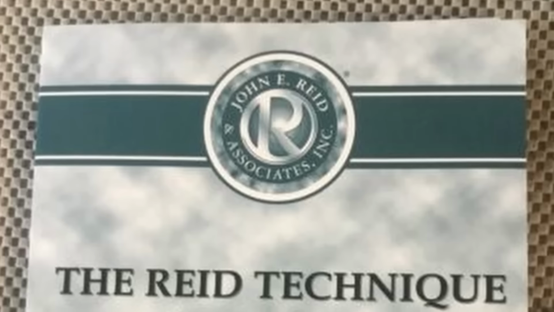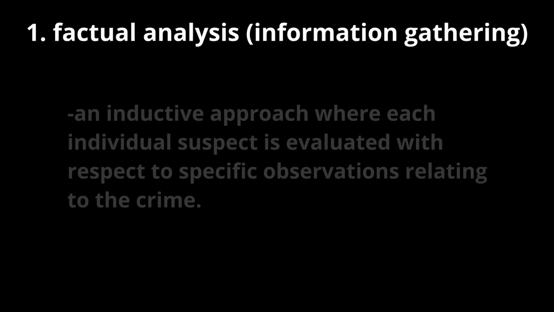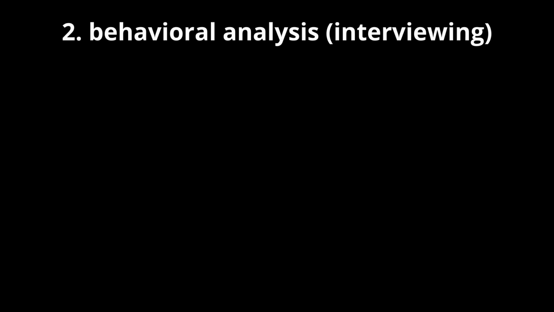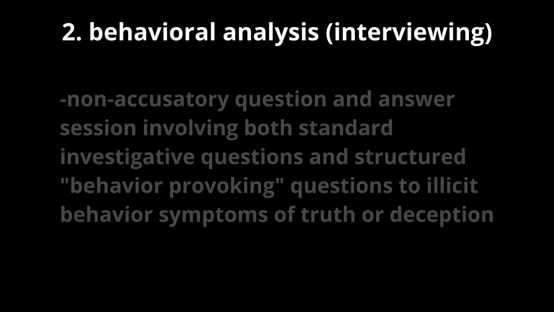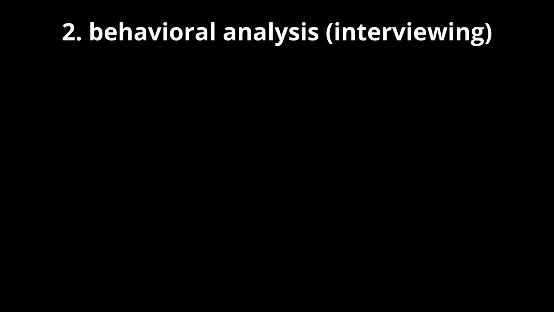The Reid interrogation technique on paper is 9 steps. However, the method as a whole involves 3 components. Factual analysis, analyzing what is known about the suspect prior to the interrogation and comparing that with what is known about the crime. Behavior analysis or interviewing, where the investigator talks to the subject in a much more casual, totally non-accusatory way to establish a baseline normal behavior of the subject before getting into the 3rd component. Interrogation.